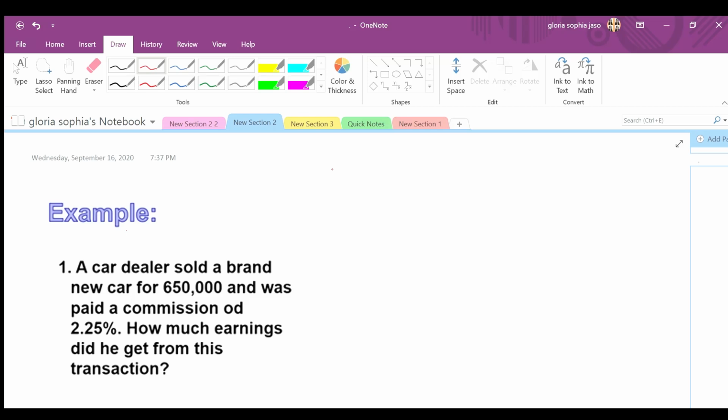So, to get the commission, we will multiply 650,000 times 2.25%. So to multiply, we have to rewrite this as a decimal. So how are we going to do that? So we can move two places to the left. So 1, 2. That's 0.0225.